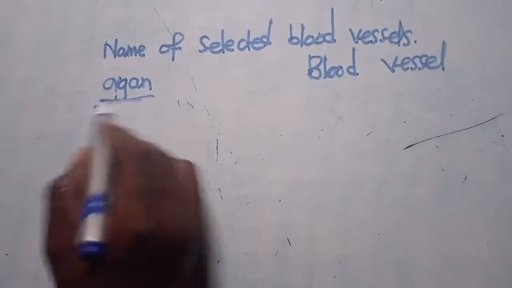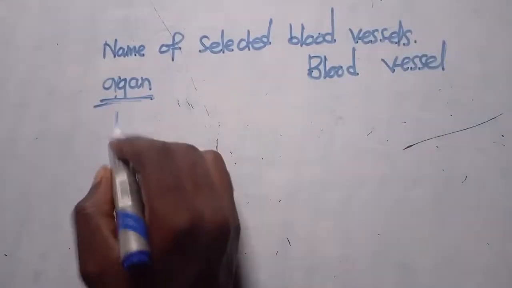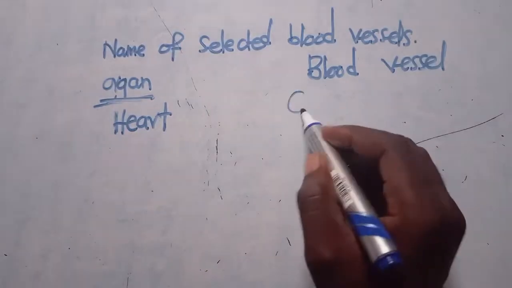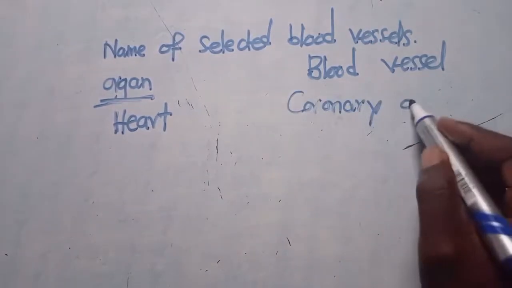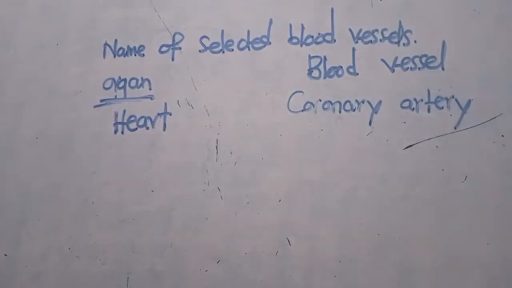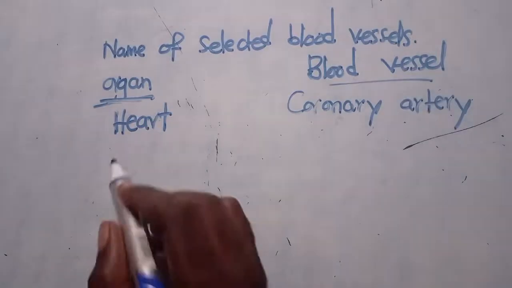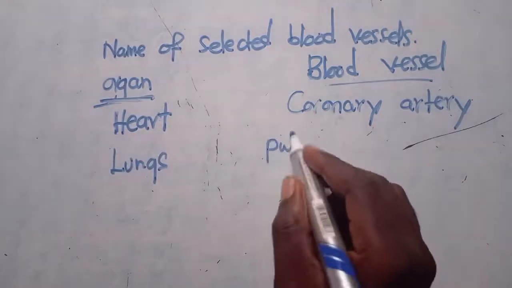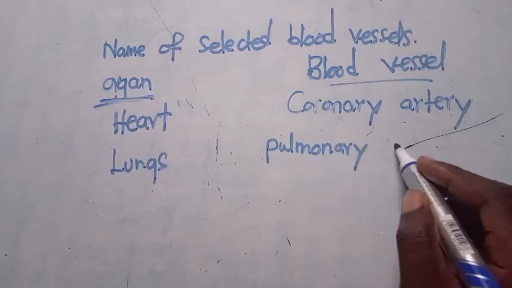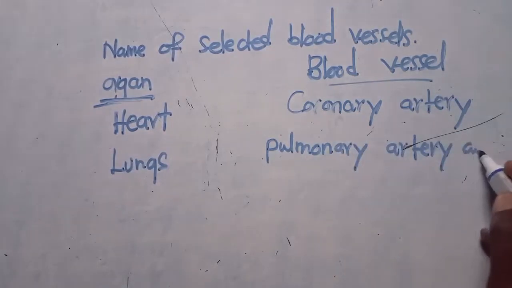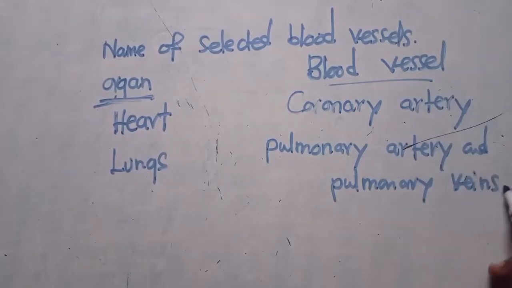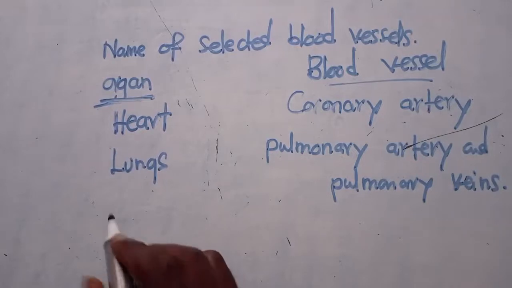When we talk of organs that we've looked at, for example the heart, the associated selected blood vessel is the coronary artery. This is the reason why we were talking about coronary diseases to do with the heart. When we move to the lungs, the selected blood vessels are the pulmonary arteries and pulmonary veins.